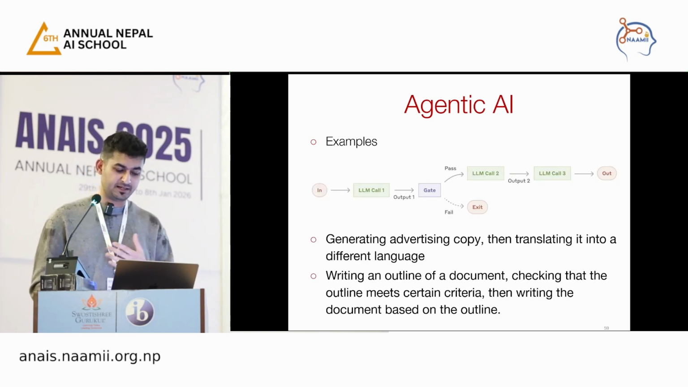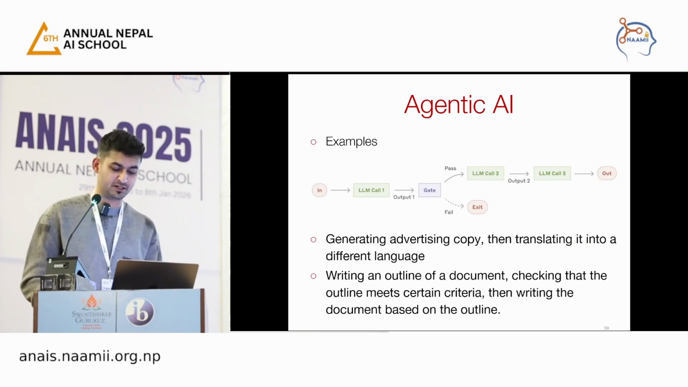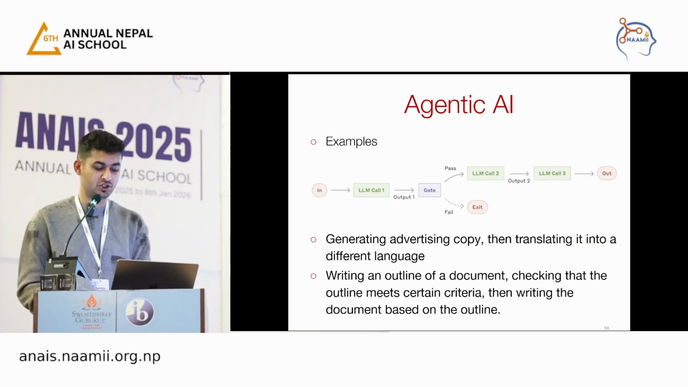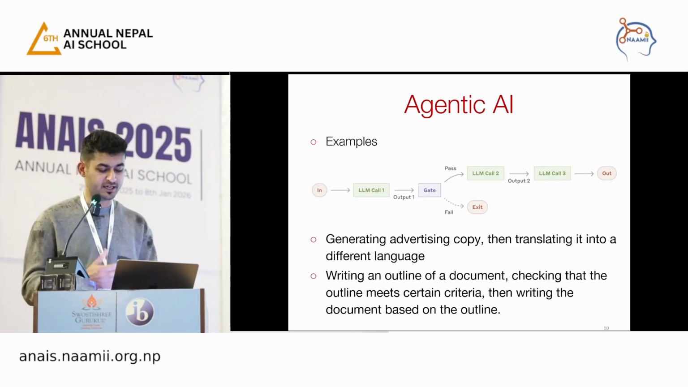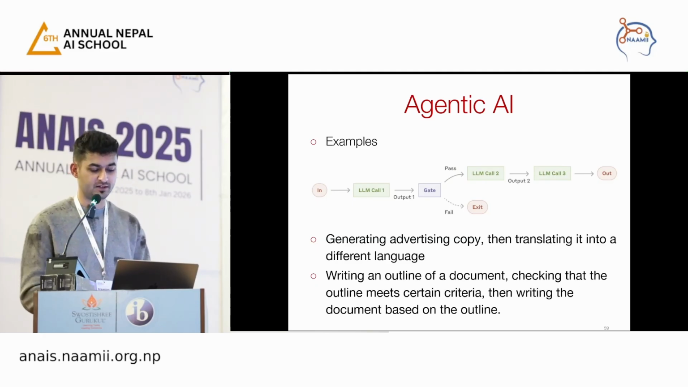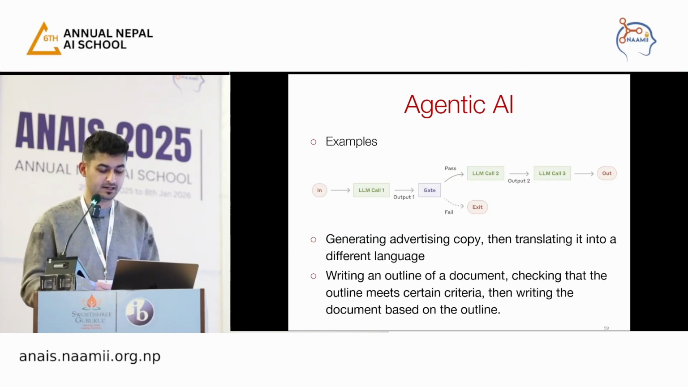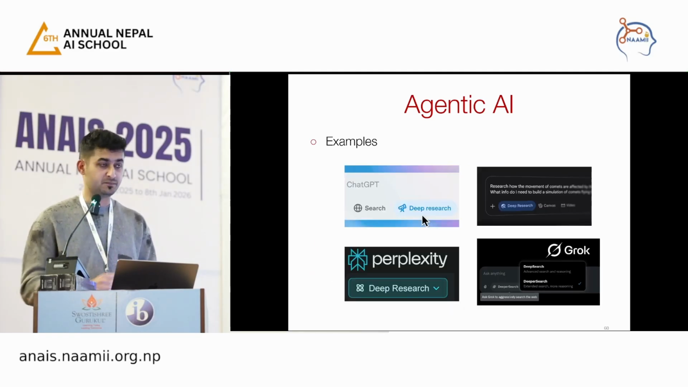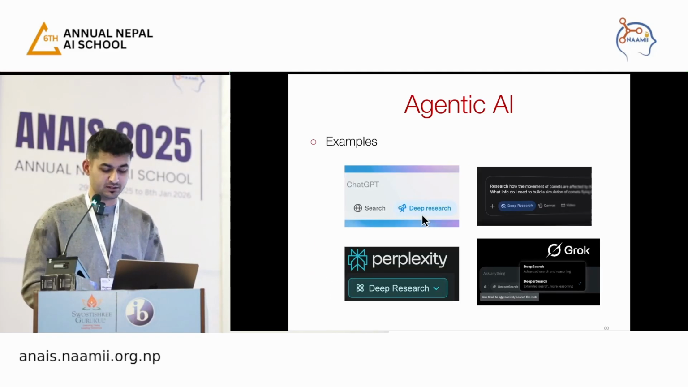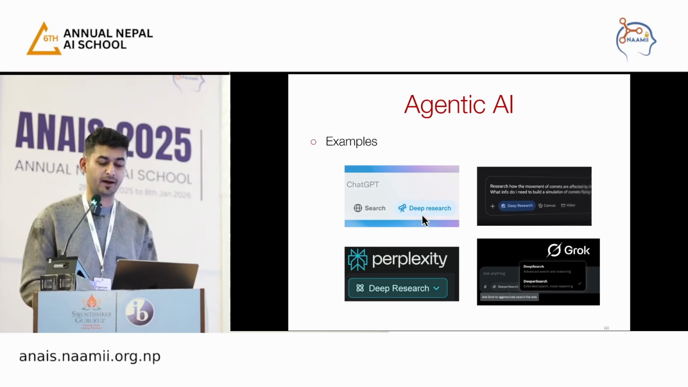And there are other examples like generating some advertisement copy, translating it to a different language, writing an outline of a document, checking that the outline meets certain criteria. If it passes, then do something. If it fails, exit. Then writing the document based on this outline. These are some other examples. These are some very classical examples of deep research. Deep research systems are very proper agentic AI systems.